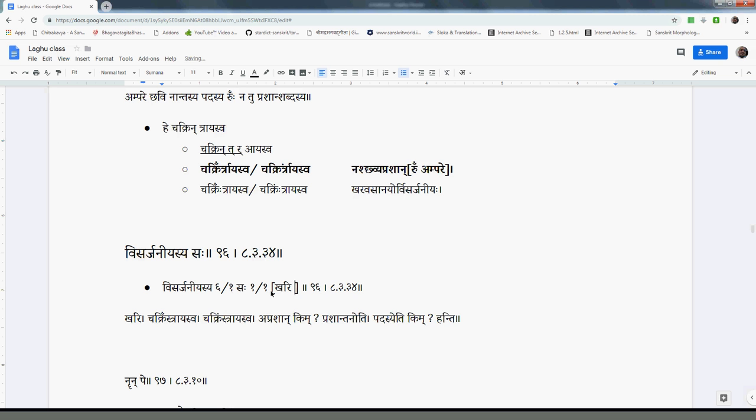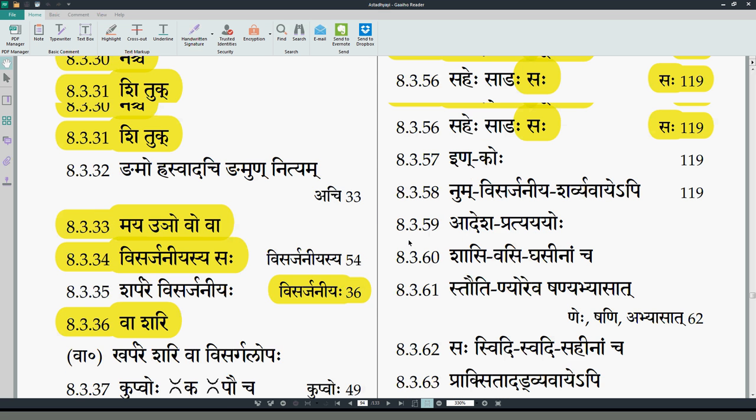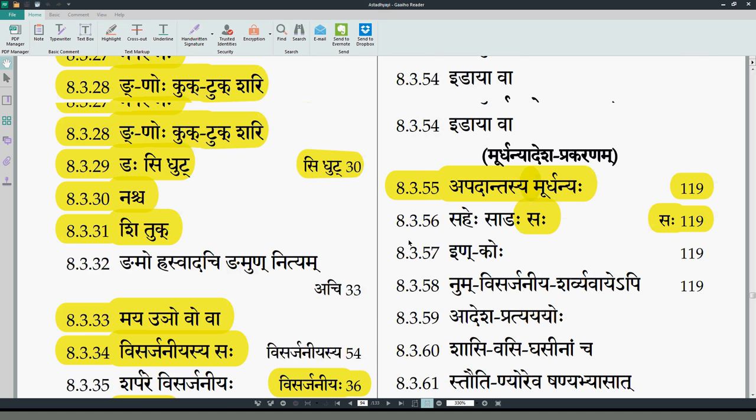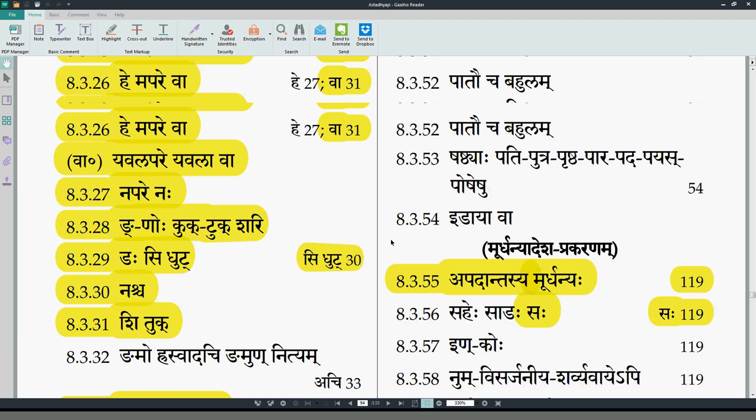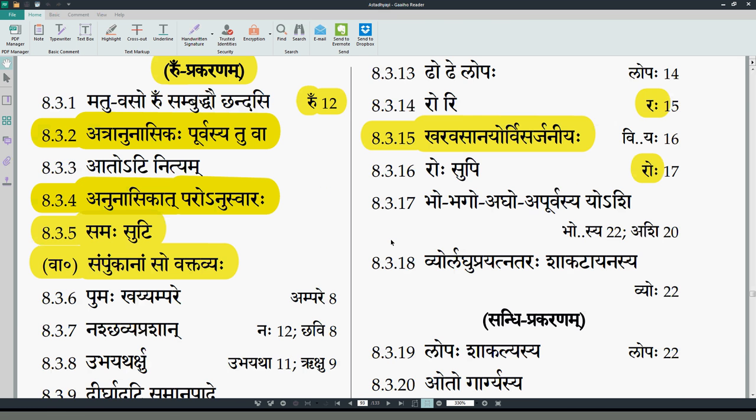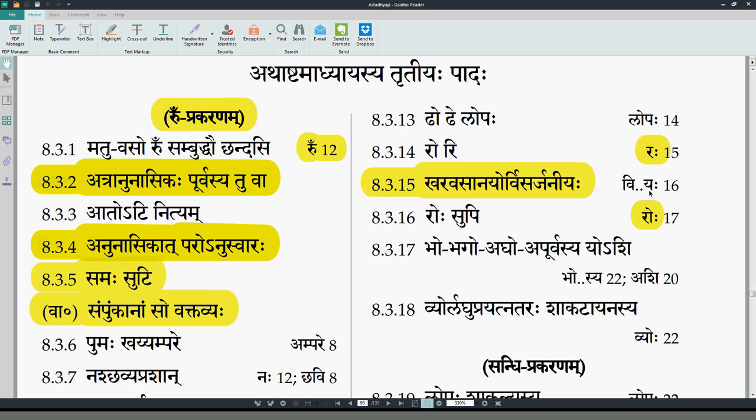Khari, which is saptami ekvachana. From which sutra? Kharavasane or visarjaniya. It's a little difficult to scroll back on this. See, in this sutra, you see kharavasane or visarjaniya, and visarjaniya marked here goes till 16 here. This is the next sutra. But here, khari is coming over.